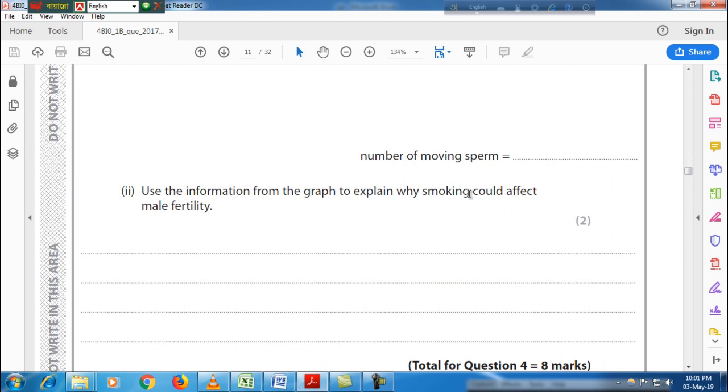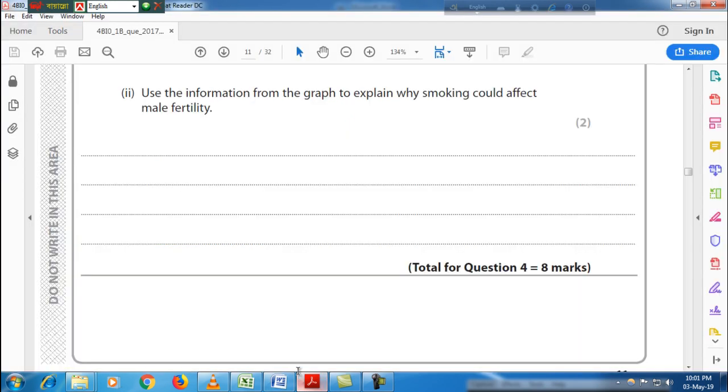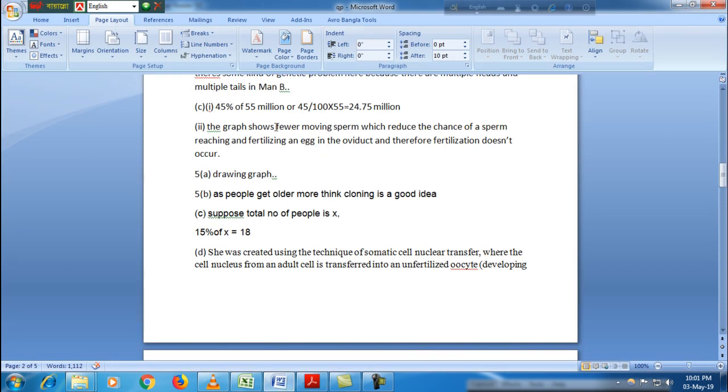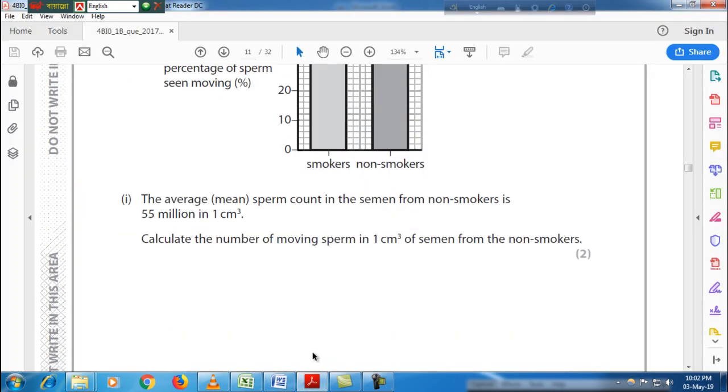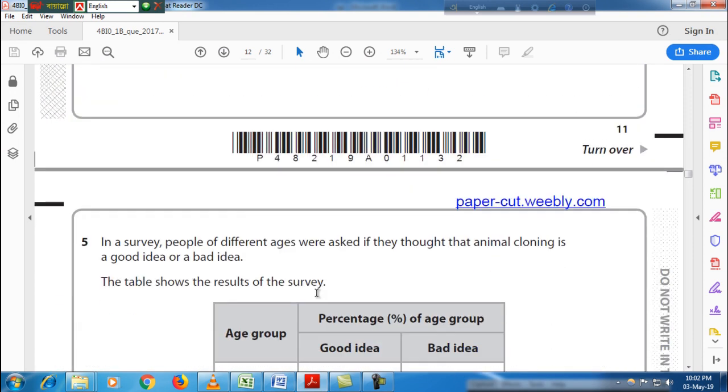Use the information from the graph to explain why smoking could affect male fertility. This is the answer of C number 2. The graph shows fewer moving sperm, which reduces the chance of a sperm reaching and fertilizing an egg in the oviduct, and therefore fertilization doesn't occur because there is less chance.